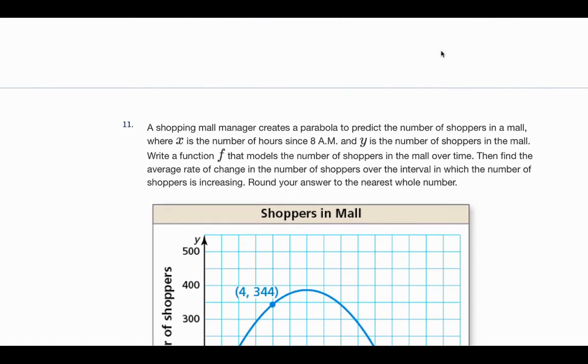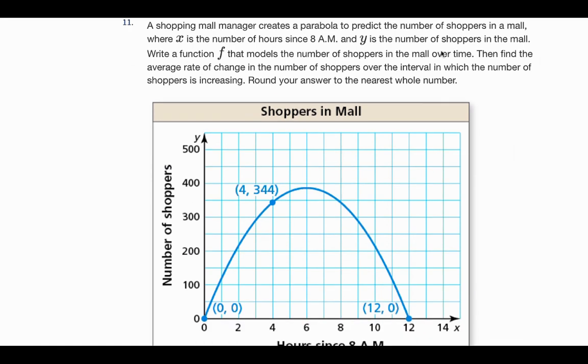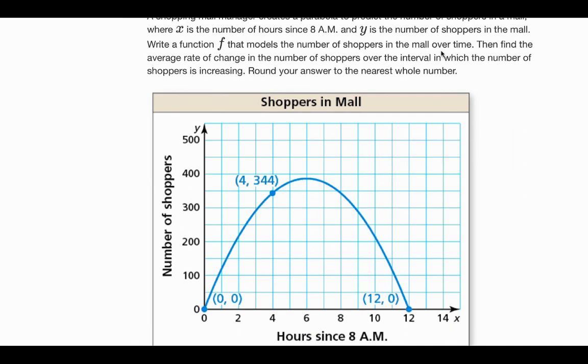All right, we have one more. A shopping mall manager creates a parabola to predict the number of shoppers in a mall where x is the number of hours since 8 a.m. and y is the number of shoppers in the mall. Write a function f that models the number of shoppers in the mall over time, then find the average rate of change in the number of shoppers over the interval in which the number of shoppers is increasing. Round your answer to the nearest whole.